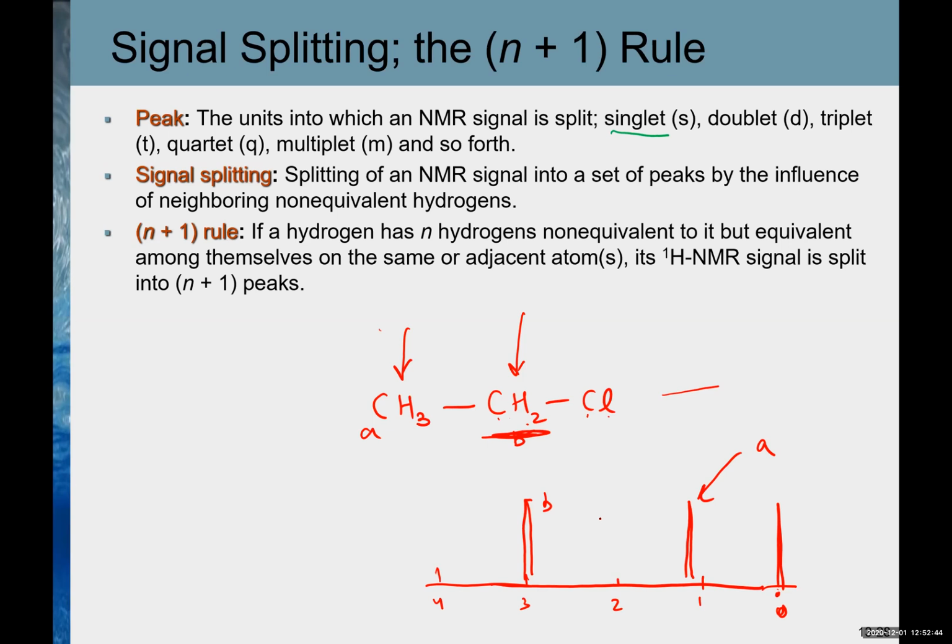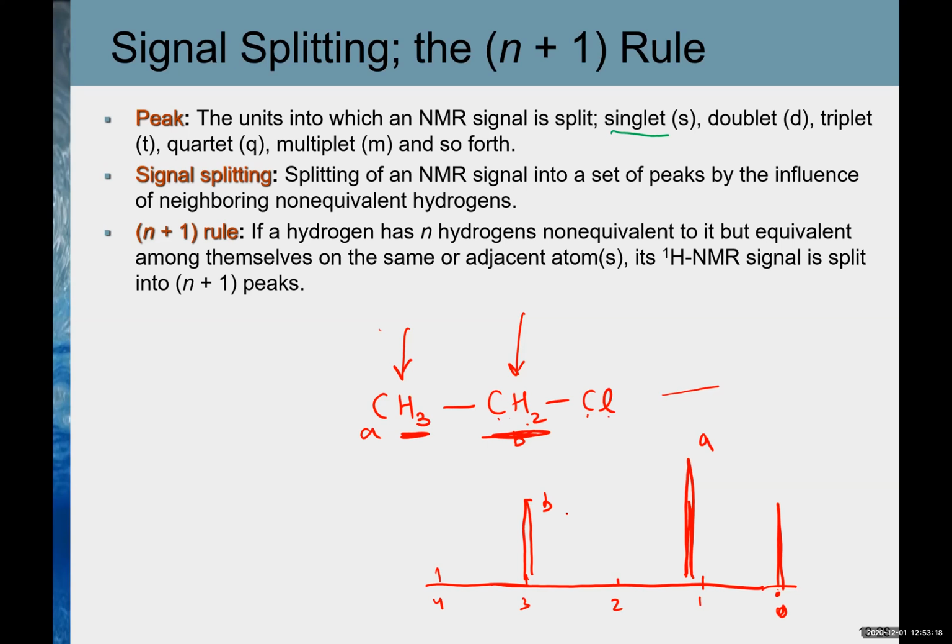Which signal will be larger, A or B? Or the same size? Will B be larger? A will be larger, because A is coming from 3 protons, B is coming from 2 protons. The more protons in a signal, the bigger the signal will be, right? Right. Yeah.